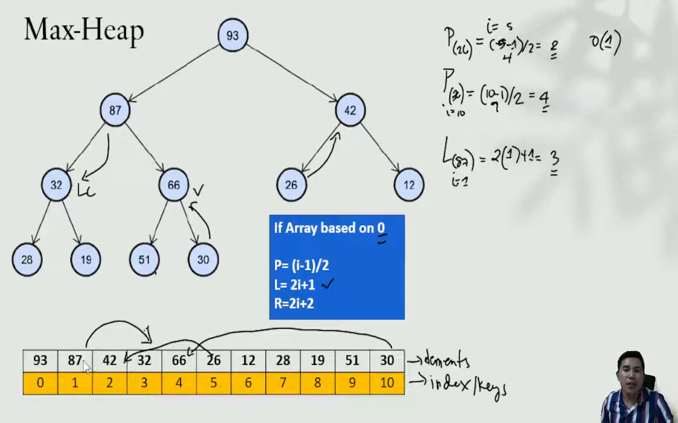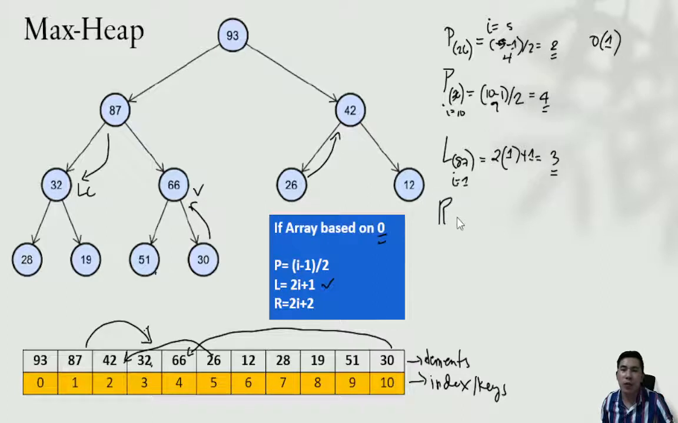Therefore the left child of 87 is 32. So you can see in our binary heap that it is 32. Okay, that proves it. So how about the right child?